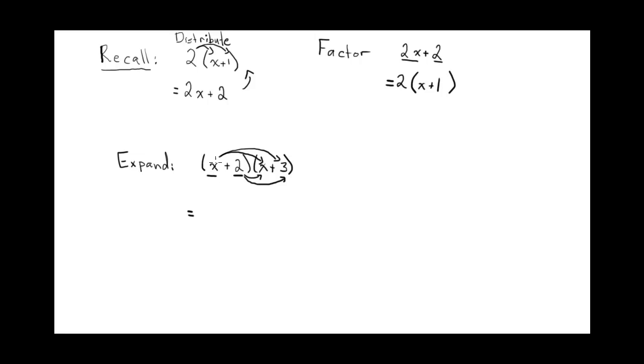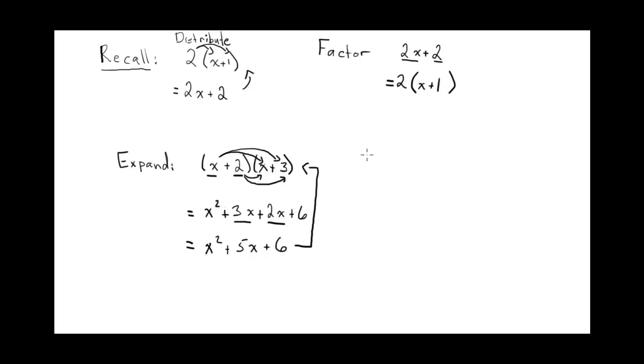So if I distribute the x, x times x is x squared, x times 3 is 3x, and 2 times x is 2x, and 2 times 3 is 6. And then you just add like terms, so the two middle terms are alike. So we'll have x squared plus 5x plus 6. So now this is the type of expression that we want to factor. We want to be able to take this and go backwards.